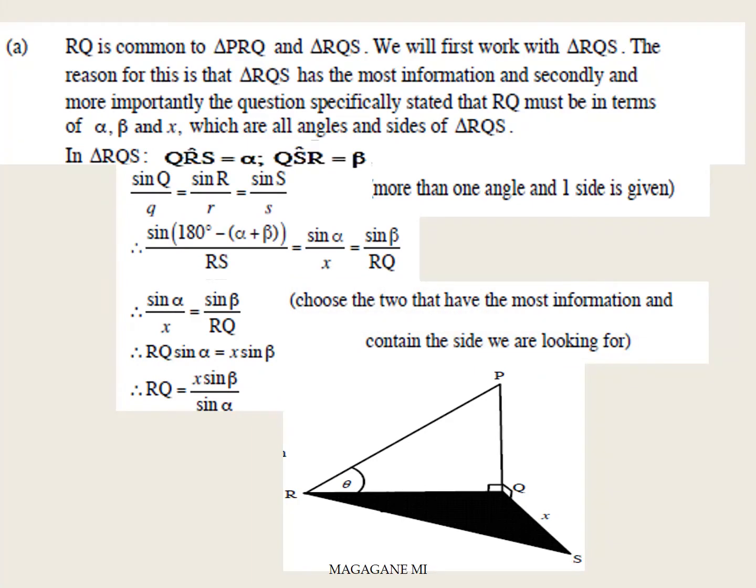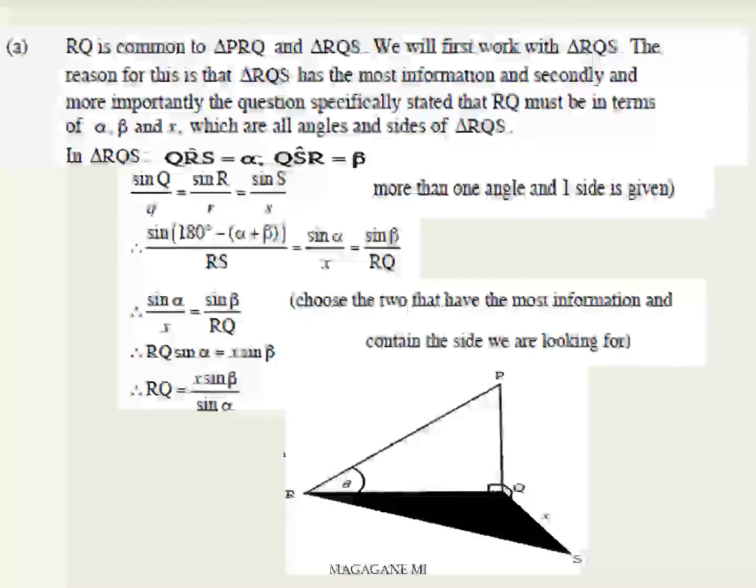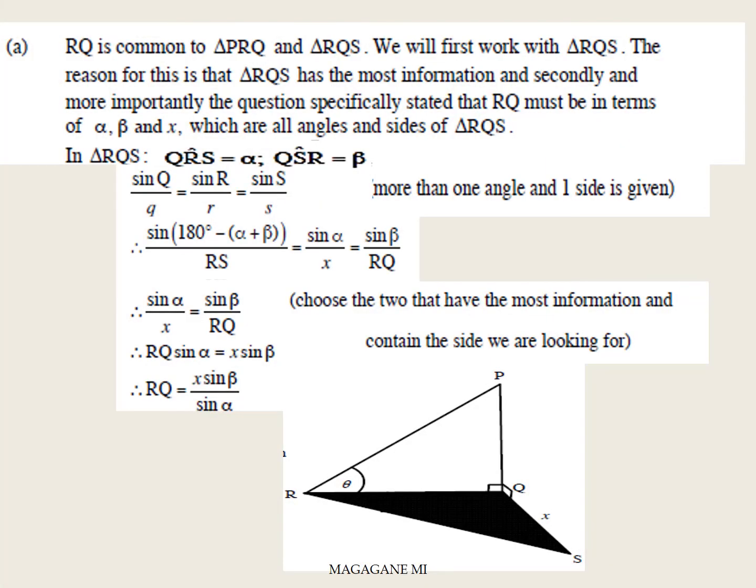Right. You must always choose the two that have the most information and contain the side which we are looking for. So you must always have only one unknown.